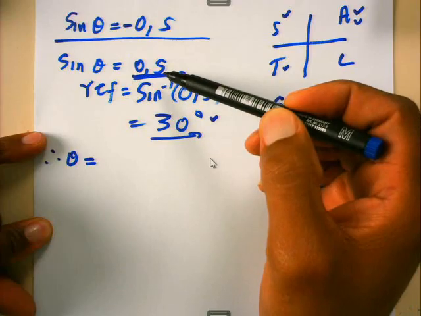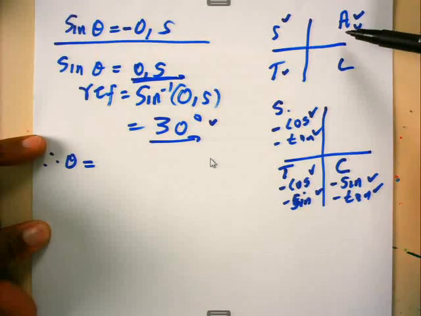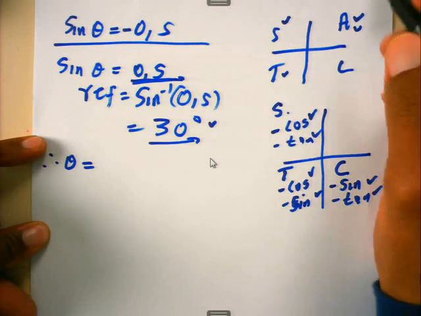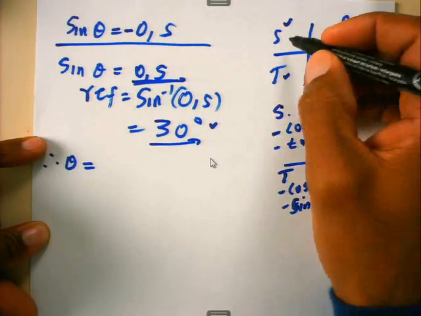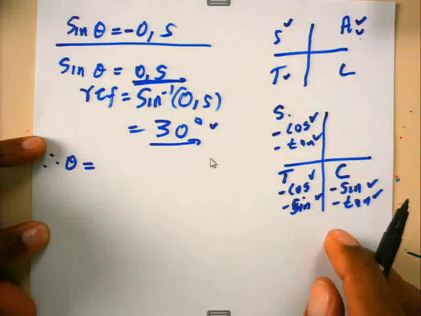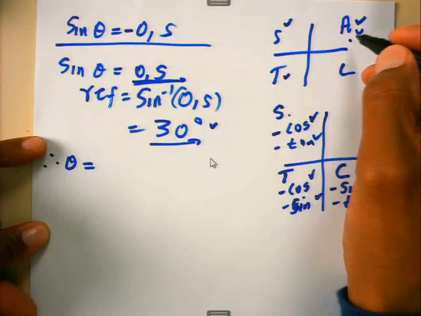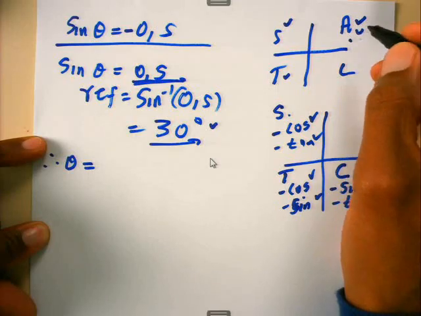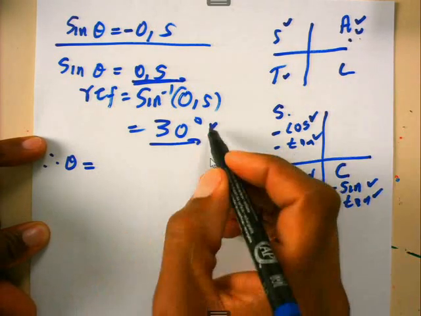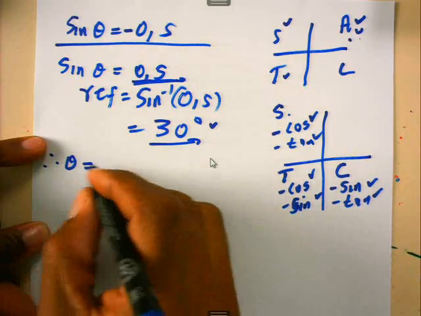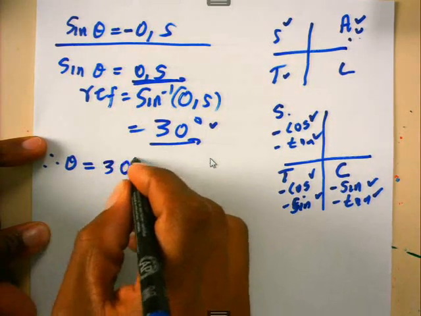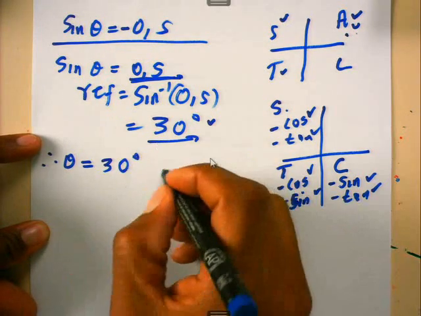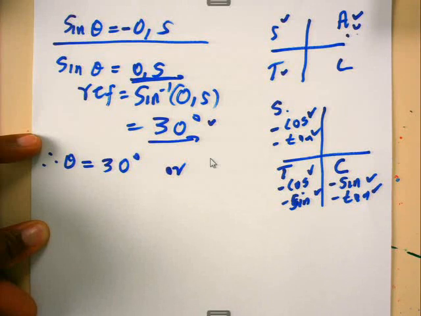Now, if the ratio is positive, I go back to the sides. In which quadrant is sine positive? Remember, sine is positive in the first quadrant, also in the second quadrant. Then it means if it's in the first quadrant, the answer that you're going to get will be less than 90. Of course, that is our reference angle. Then we say, therefore, theta is equal to 30 degrees. Is that correct? Yes.